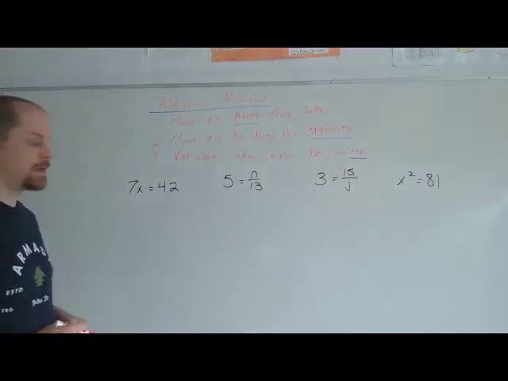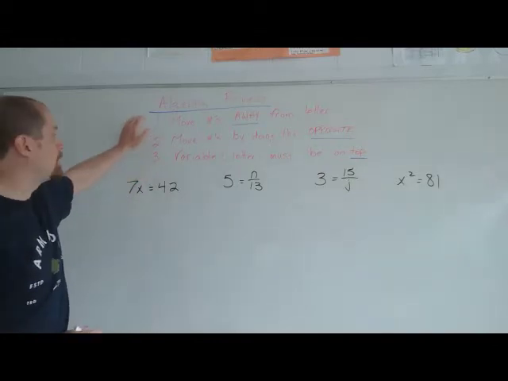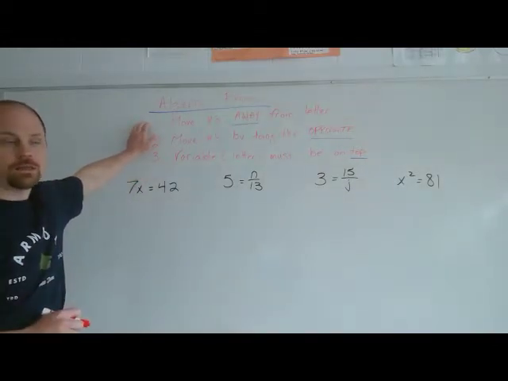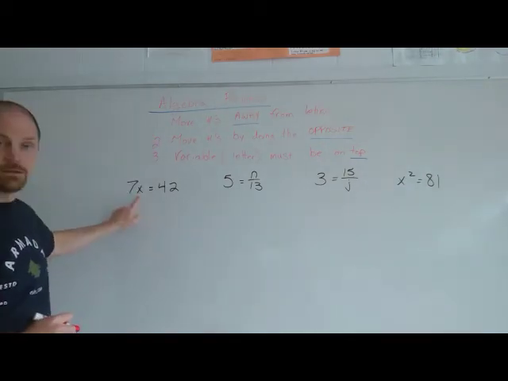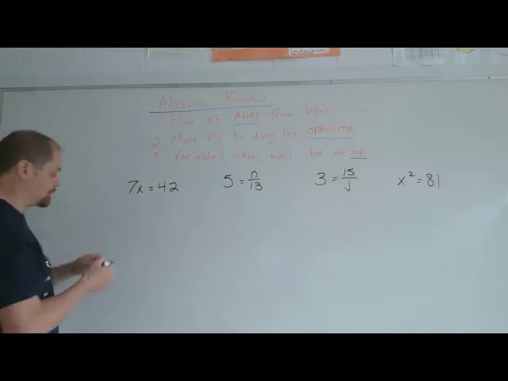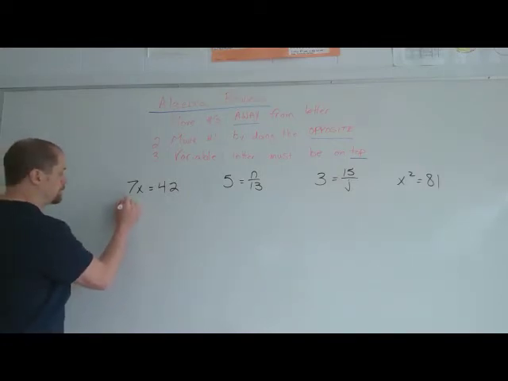It's all one-step algebra. So 3 basic rules that we want to remember. The first one is we have to move the number away from the letter. The variable, the letter, we want to move the number away. So in this case, we always have to do the opposite to both sides.